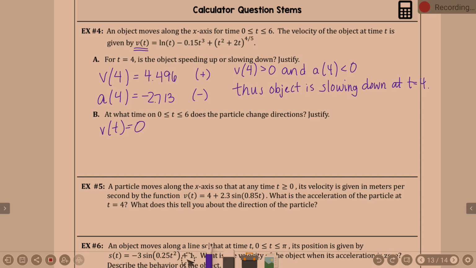So go to y equals. We've already got it plugged in, yes? Okay. Looks like it does it twice. I agree. So what's that first value?